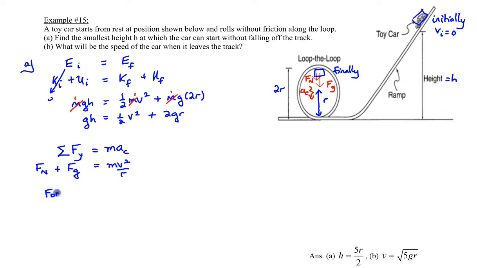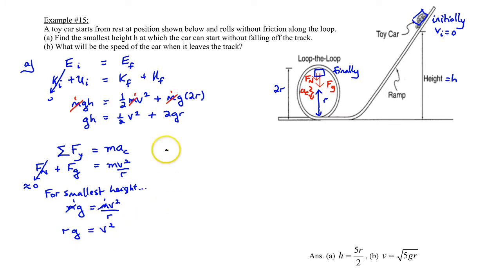And for the smallest height that we need, we want to basically at least have it just barely touching the surface. So what happens is if it goes too slow, then this normal force gets smaller and smaller and eventually becomes 0. So this term is going to be approximately 0, and so we only really have the force of gravity that is pulling it downwards towards the center. So we have mg equals mv squared over r. The m's cancel out. We have the velocity squared equals r times g.